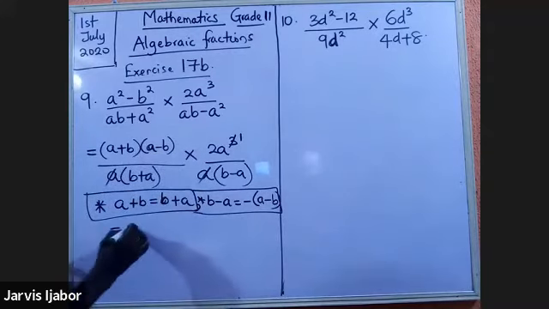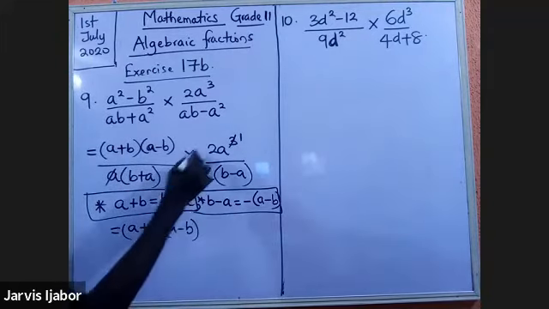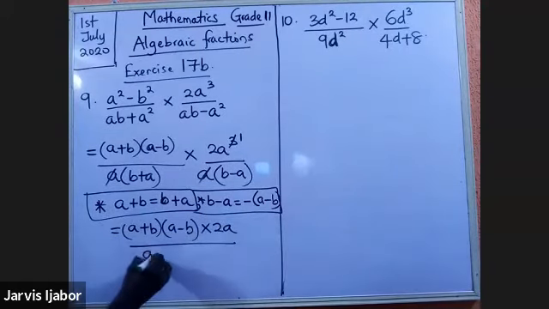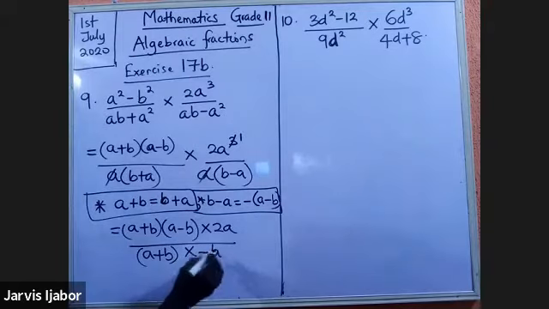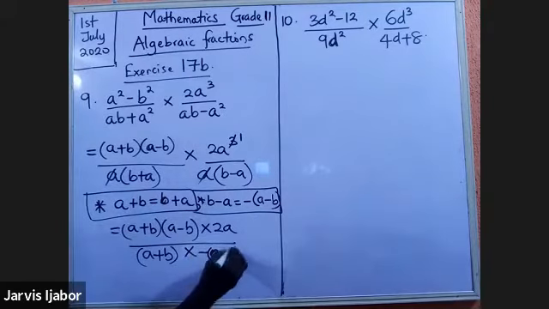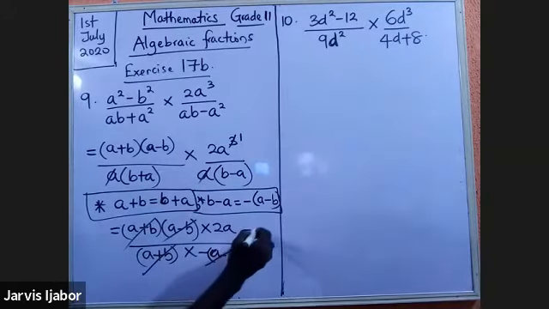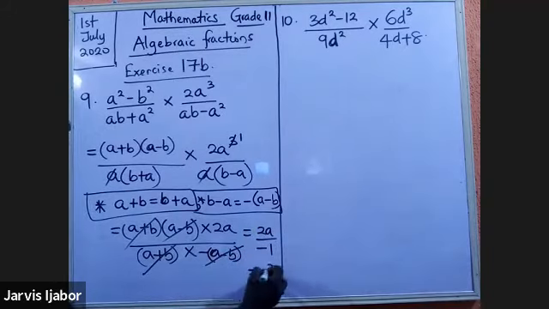So this will be equal to a plus b into a minus b times 2a all over. Look at this. a plus b for this one times minus a minus b. This will cancel, this will cancel, and your final answer becomes 2a over minus 1, which will be negative 2a. So the answer to this is negative 2a.